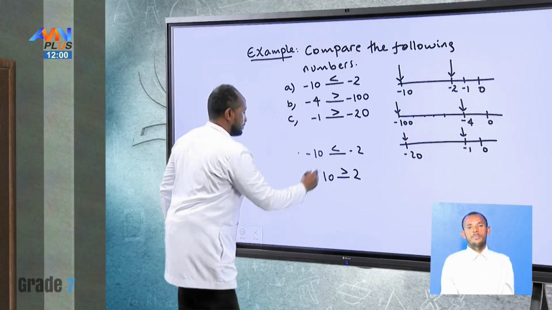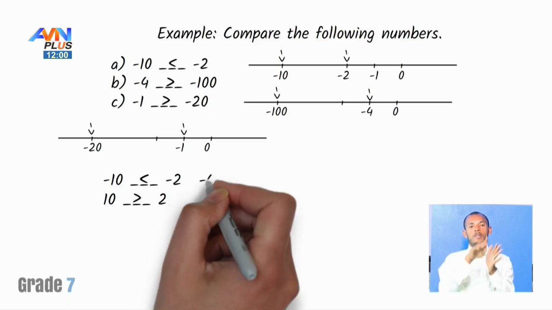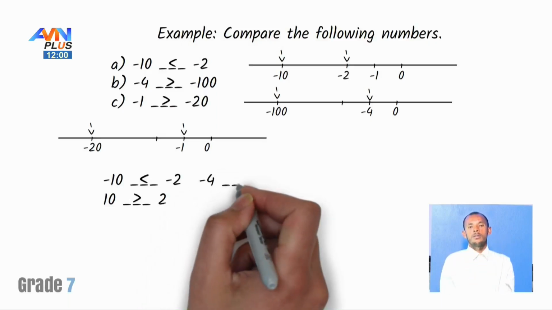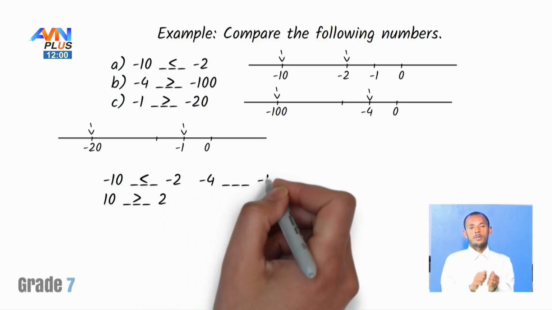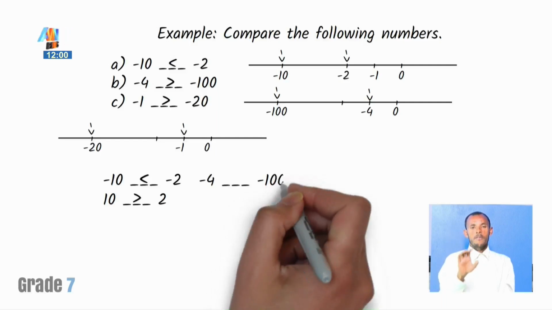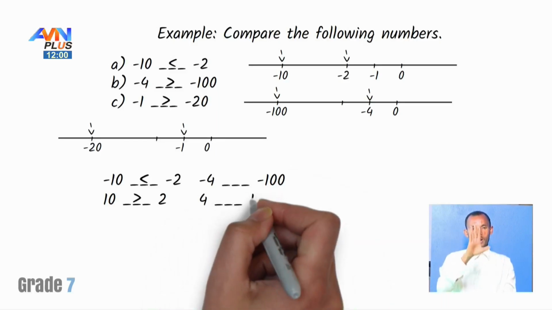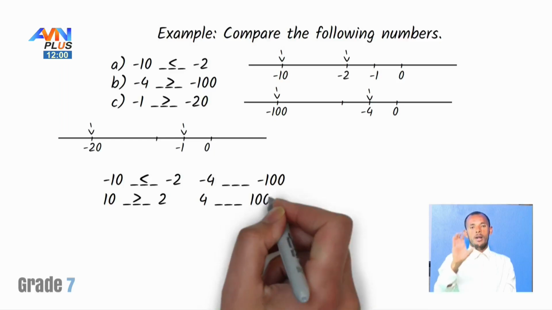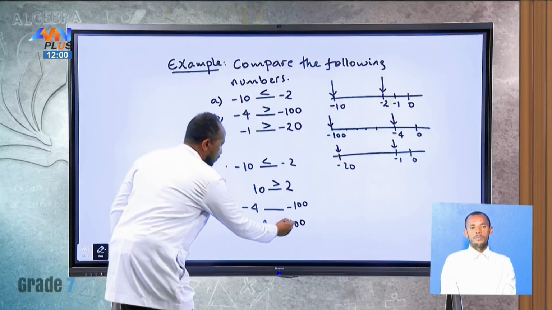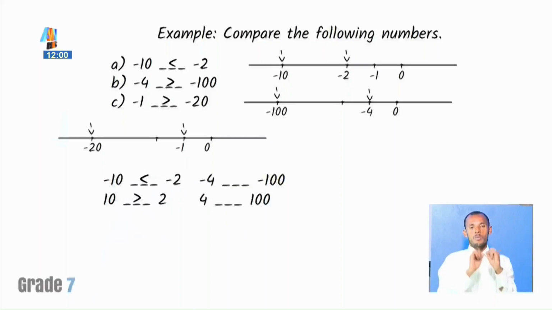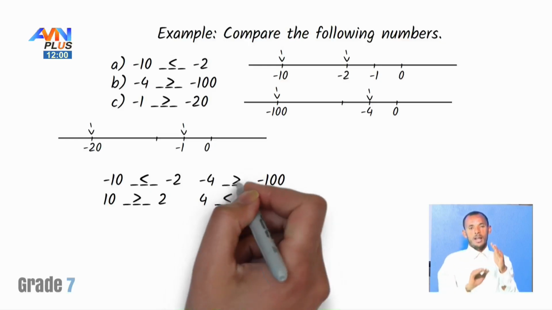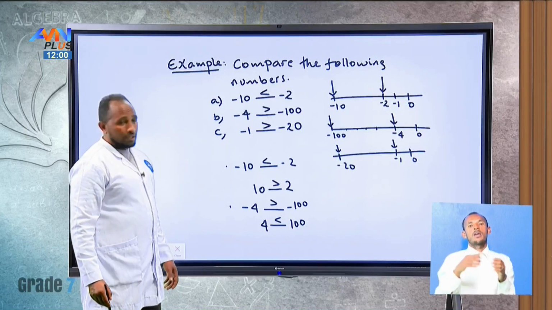To compare minus 4 with minus 100, first compare the positive of these numbers. So compare 4 with 100. When you compare 4 with 100, 4 is smaller, so this becomes bigger. Negative 4 is greater than negative 100.